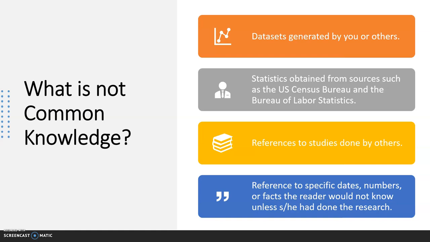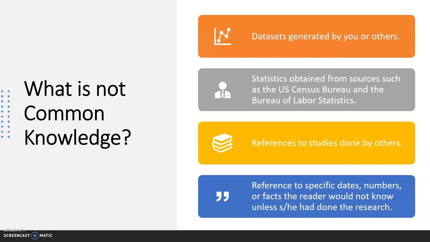So what is not common knowledge? What is not common knowledge are data sets generated by you or others. So for instance, if you did a survey of all the people going through class 153 and you take those numbers and you manipulate the information and run statistics on it, you would need to cite it, even though you gathered the information yourself. Statistics obtained from sources such as the Census Bureau or Bureau of Labor Statistics, you need to cite. References to studies done by others, you need to cite.